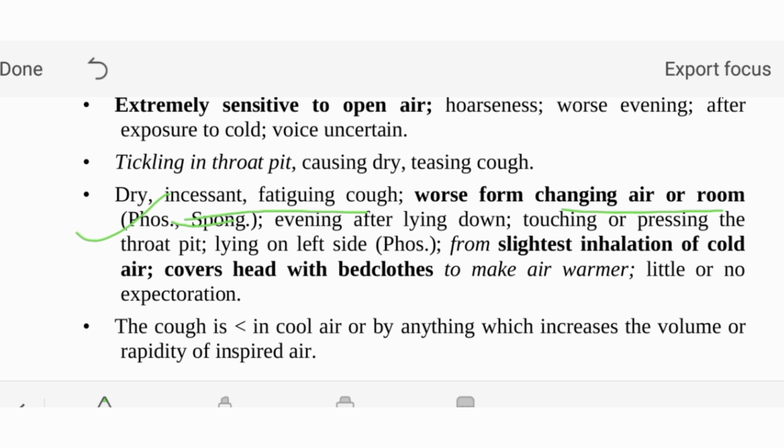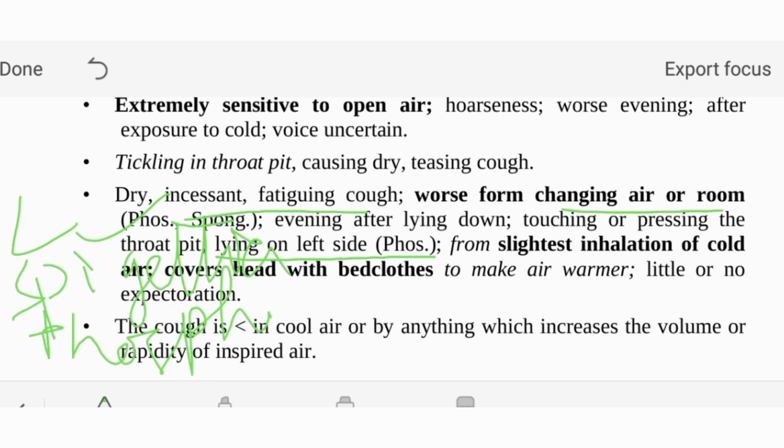And how can we compare? By phosphorus there will be cold things amelioration, and the left side is more affected, like lachesis, phosphorus, spigelia, pulsatilla, these are left sided drugs. Spigelia, lachesis, your phosphorus, and another is your pulsatilla. Pulsatilla is your left sided remedy. So Rumex also is a left sided remedy.